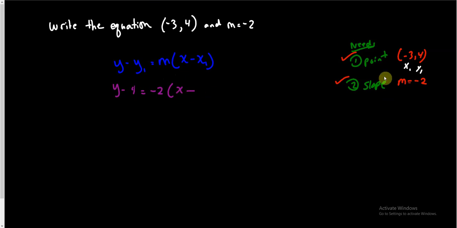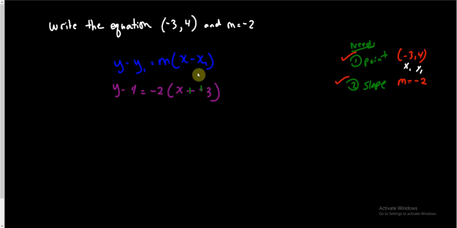X minus, what's my x1? Negative 3. Be careful with signs here. The formula has subtractions in it, so be careful plugging in negatives and positives. Keep this subtraction and put your sign with your number. So now, I do need to realize that if I have minus a negative, that's the same thing as adding a positive. And I should be able to get this finished off in the y form now.